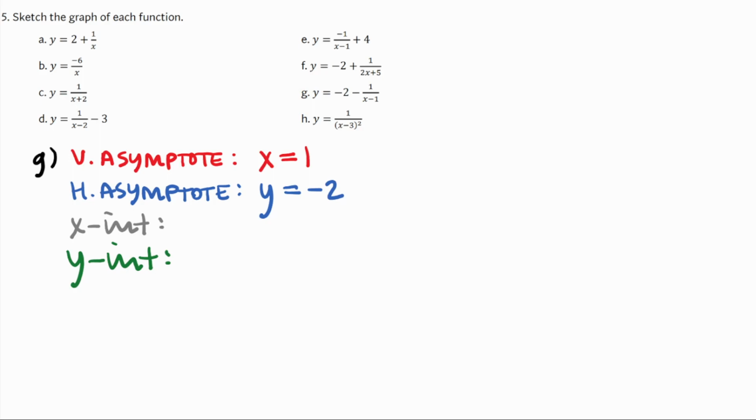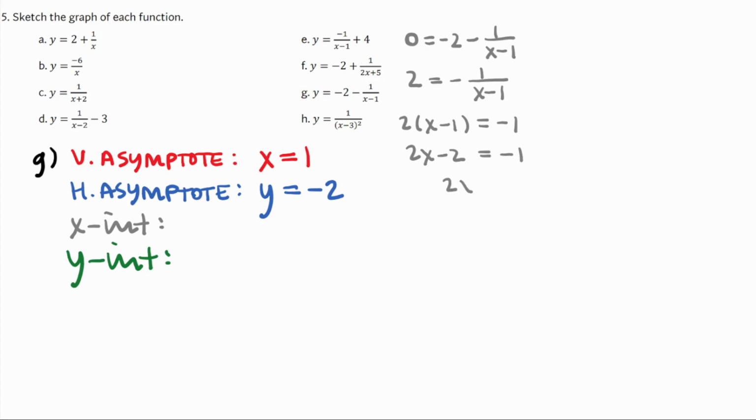X-intercept would be where y equals 0, so 0 equals negative 2 minus 1 over x minus 1. Add 2 to both sides. Maybe multiply both sides by x minus 1. Distribute. We add a 2 to both sides. Divide by 2, get x equals 1/2. So x equals 1/2 where y equals 0.